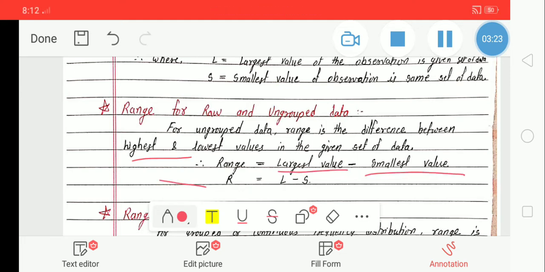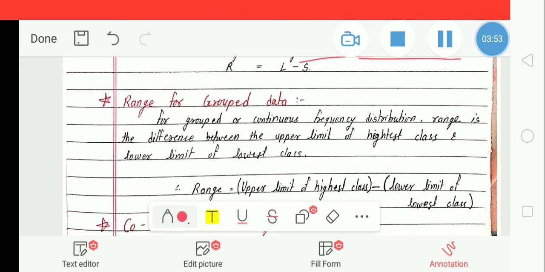So we know that range is equal to L minus S. Here L is the largest value of the given set of data and S is the smallest value of the given set of data. So this is the range for raw and ungrouped data. That is, range is equal to largest value minus smallest value.